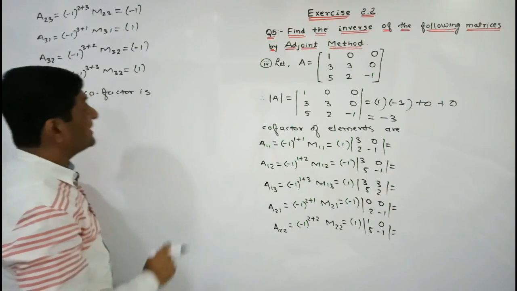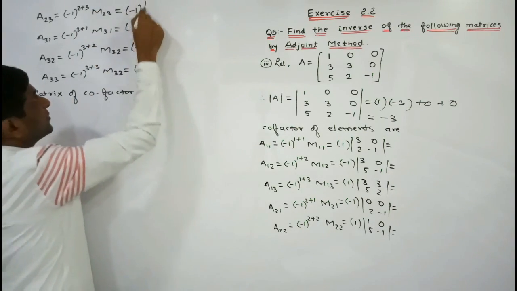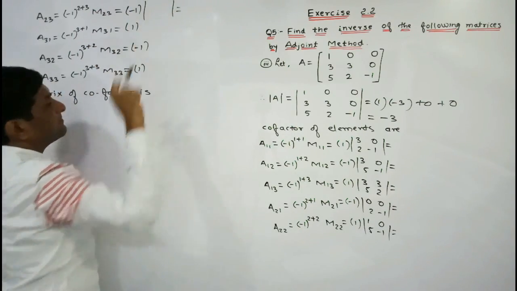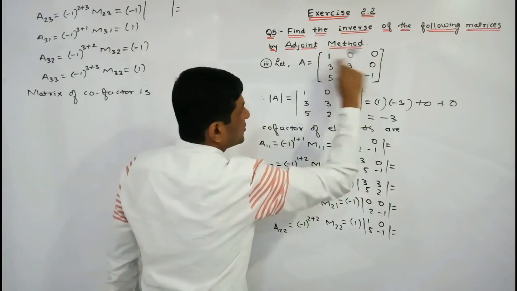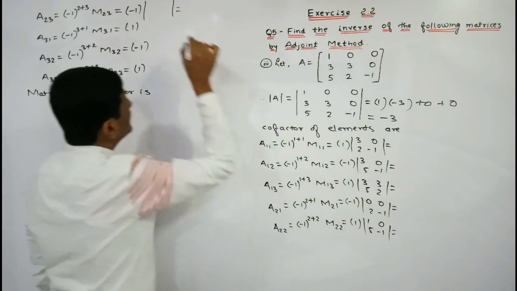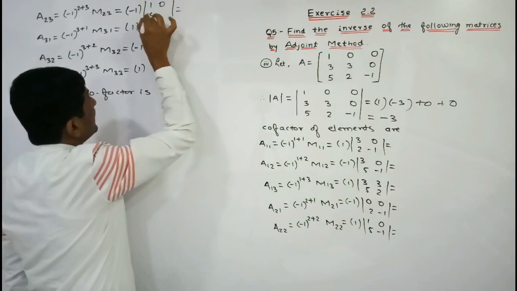Now delete the element of second row and third column. Observe the given matrix. Delete second row, third column. Second row third column, 1 0 5 2.